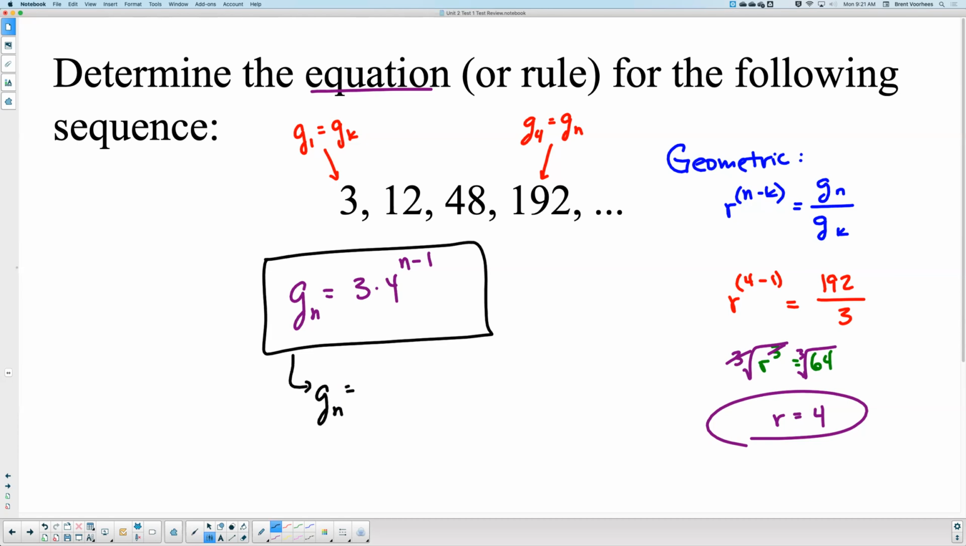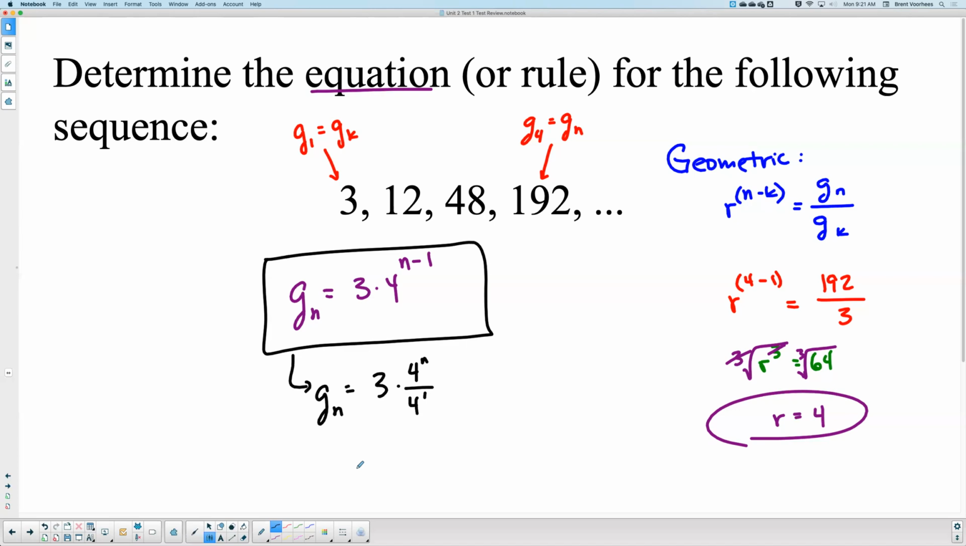So we could actually rewrite this like this. Gn equals 3 times 4 to the n divided by 4 to the first. Y'all follow me so far? A power subtracting is the same thing as the base dividing by that subtraction power.